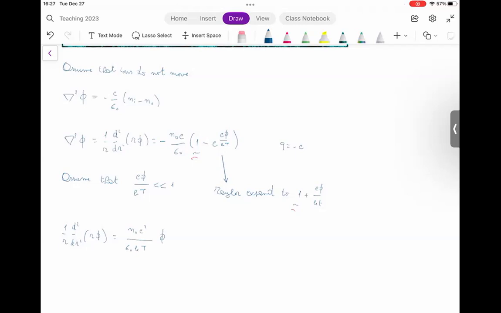I'm just going to leave this temperature as T, but strictly, since I said that ions do not move, what I really have to consider is the temperature of the electrons. But again, for simplicity, I'll just mark it as T without a subscript.